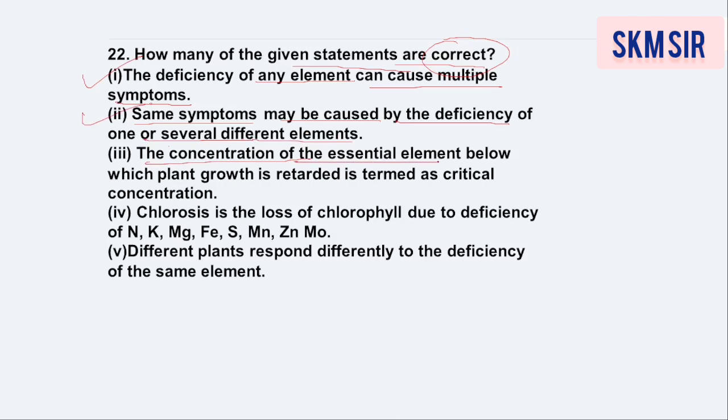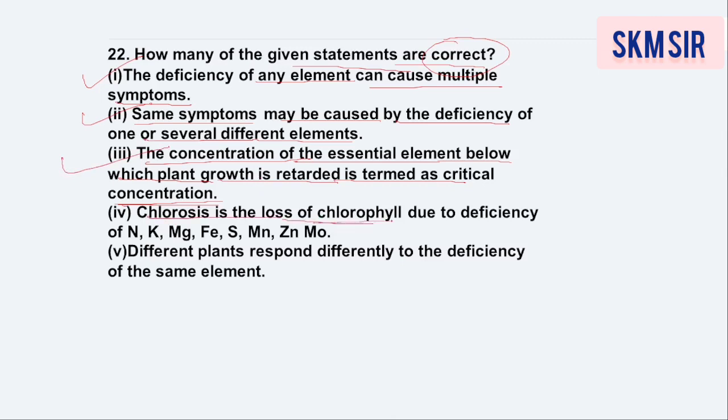The concentration of the essential element below which plant growth is retarded is termed as critical concentration. Yes, it is critical concentration, when the plant growth is retarded below the concentration of such essential nutrients, it is called critical concentration. So it is also right.